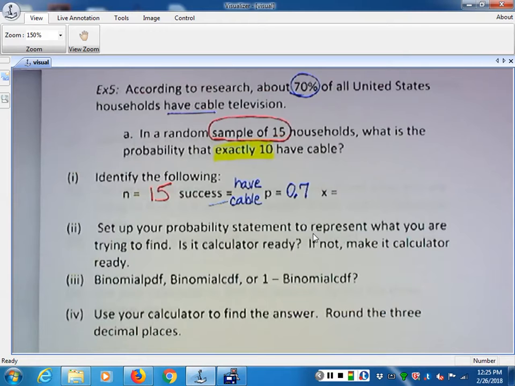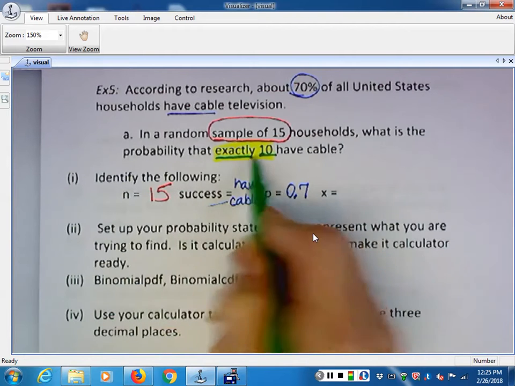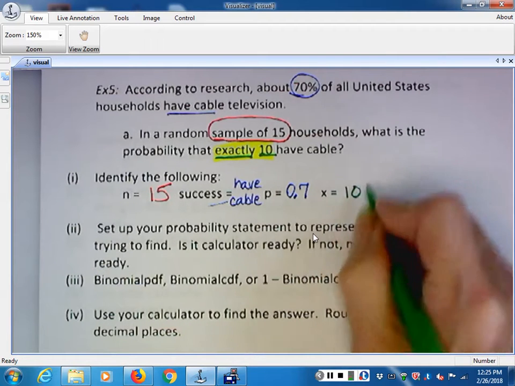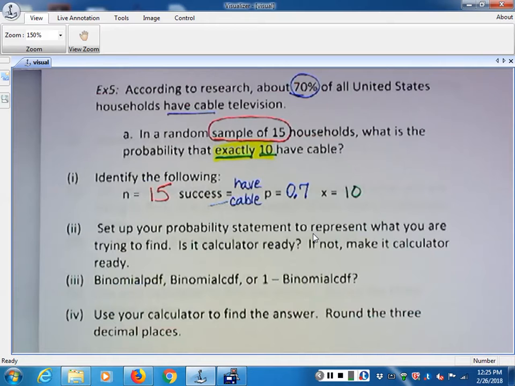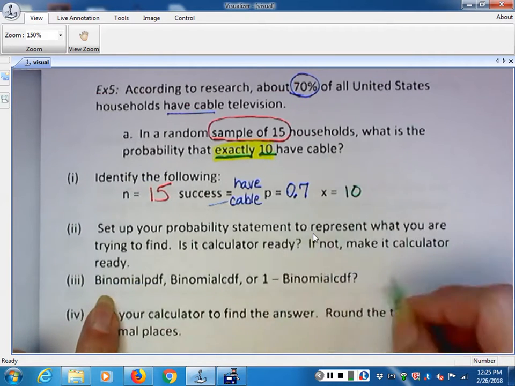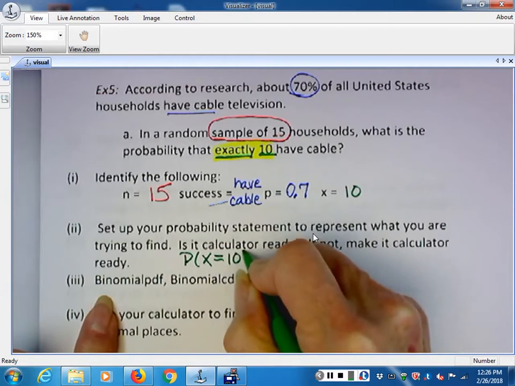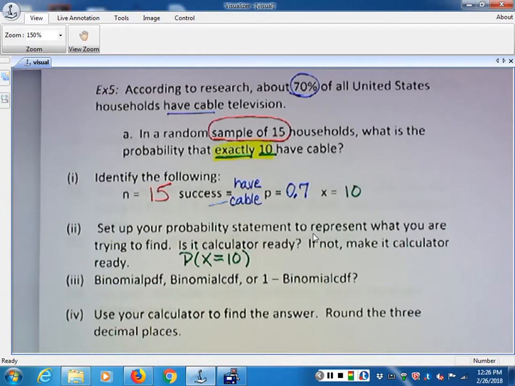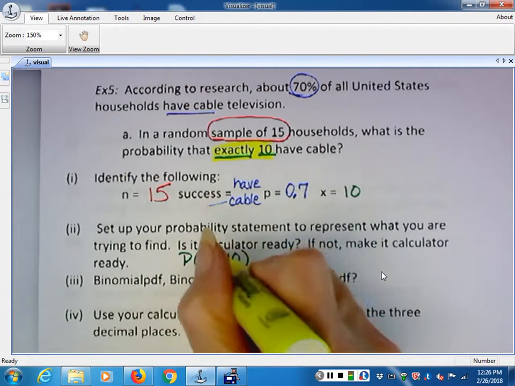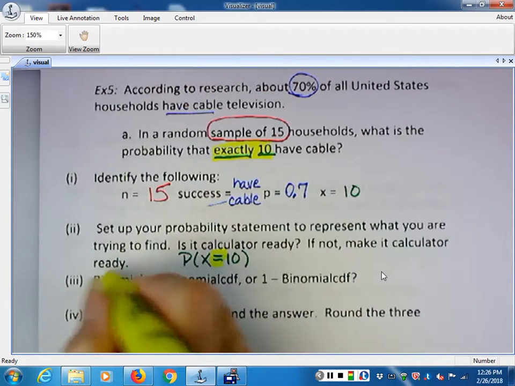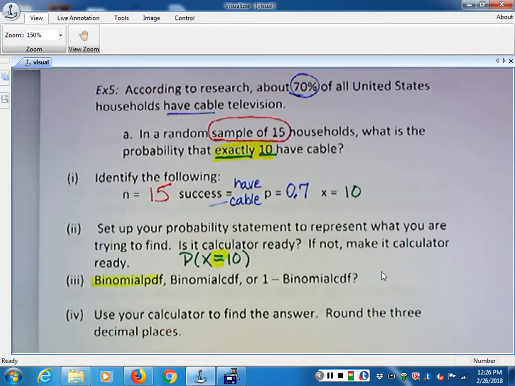And then the last thing is, X is what? Exactly 10. So X equals 10. So your probability statement has to be probability that X equals 10. And the fact that it's X equals 10 tells you that's binomial PDF.